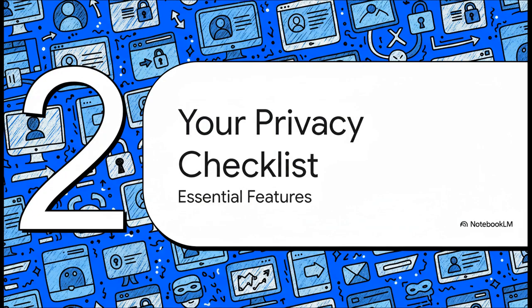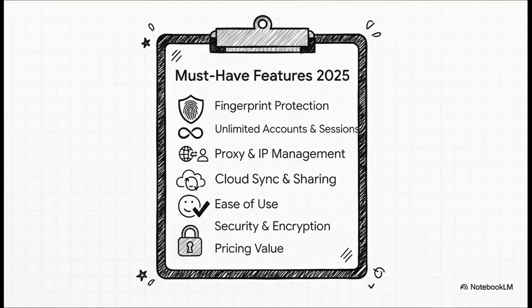All right, so if we're looking for something better, what should we even be looking for? What's the gold standard? Let's build our own ultimate checklist of the features that a top-tier privacy browser absolutely, positively has to have this year. First up, and this is non-negotiable, rock-solid fingerprint protection. You've got to be a ghost online. Next, we need unlimited accounts and sessions. No more hitting artificial walls.